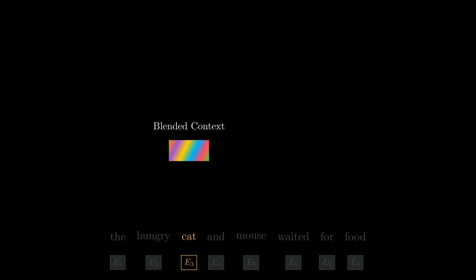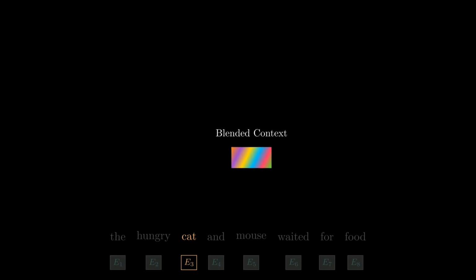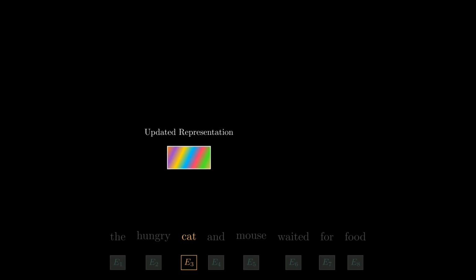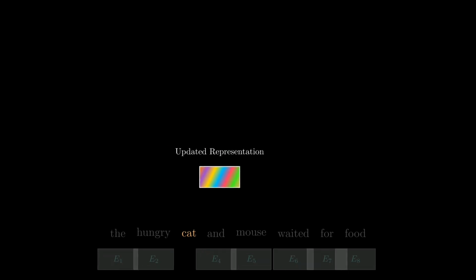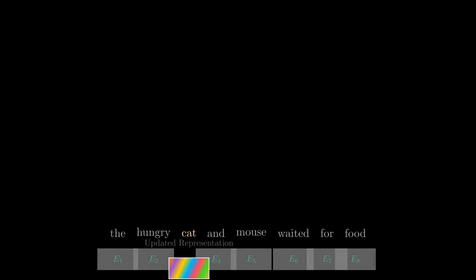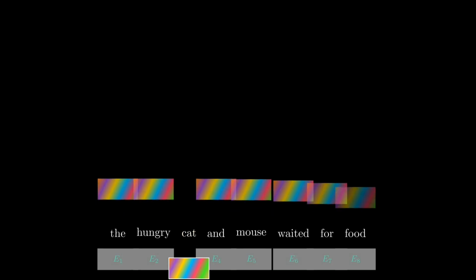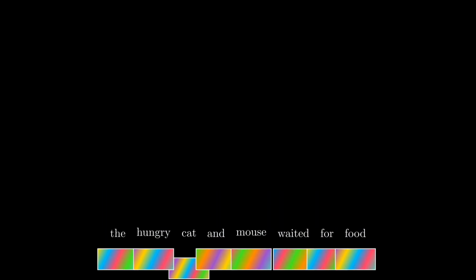Only after this projection do we add the refined result back to the original embedding of the word cat. This addition blends the previous meaning of the word with the newly gathered contextual meaning. And of course, this exact process happens for all the other words in the sentence, all in parallel, giving every word a richer, deeper, and more contextually aware embedding.